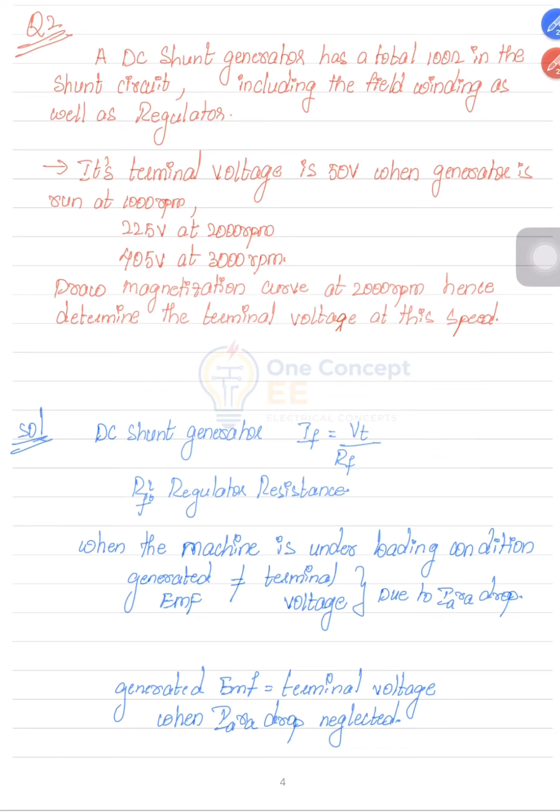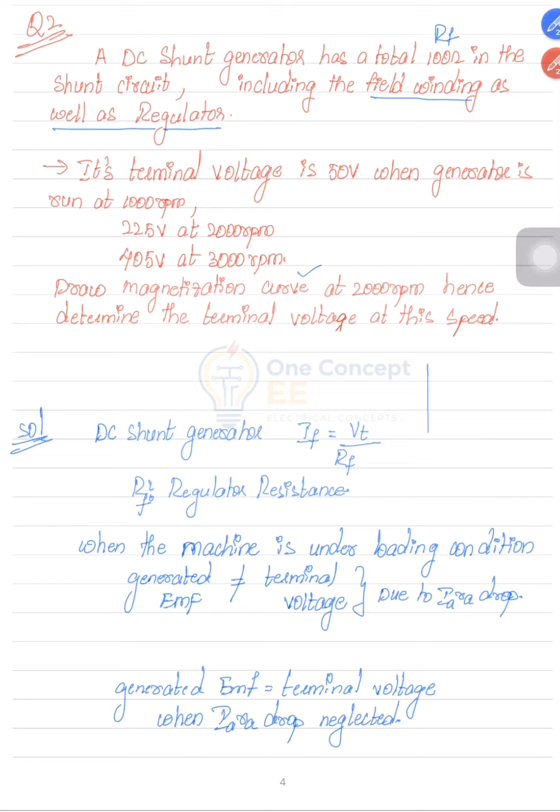This is one of the DC machine questions. Here they are asking to draw the magnetizing curve. This is a DC shunt machine with a field shunt resistance of 100 ohm, and the field winding will act as a regulator as well. They are given that the terminal voltage is 50 volts when the generator is running at 1000 rpm, 225 volts at 2000 rpm and 405 volts at 3000 rpm. They're asking to find the magnetizing curve at 2000 rpm.